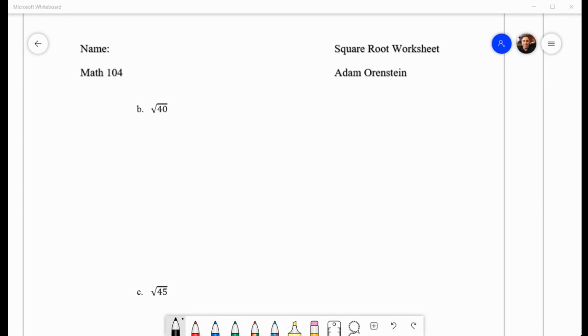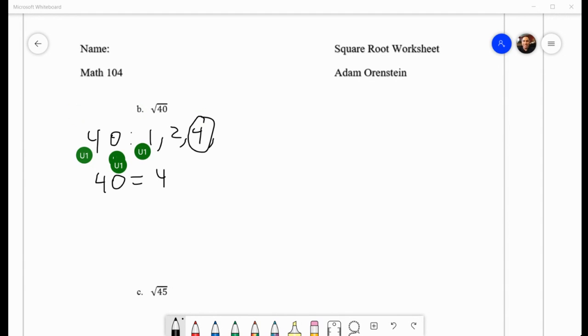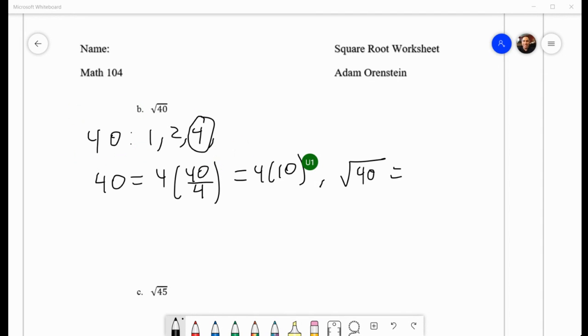Okay, so now for the square root of 40. Well, this is definitely not simplified. If you look at the factors of 40, we have 1, 2, 4, and right away that tells us it's not simplified because 4 is a perfect square. Well, 40 is equal to 4 times 40 over 4, which is 4 times 10. So the square root of 40 is the square root of 4 times 10.